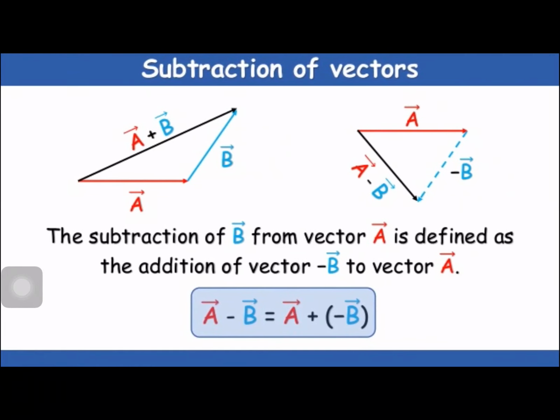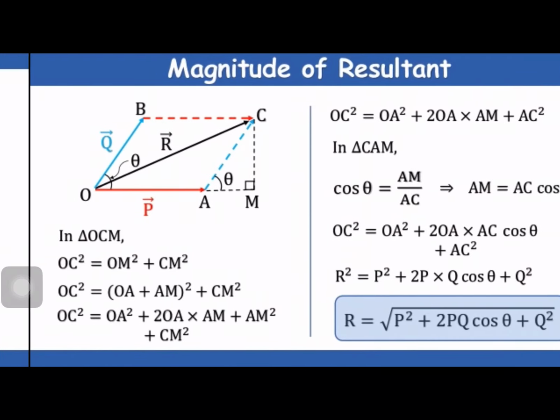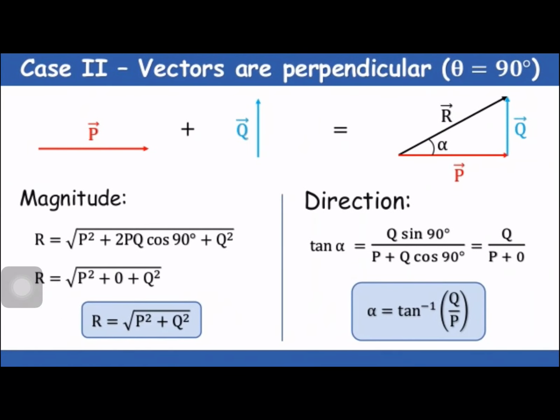Subtraction of vector. Subtraction of vector B from vector A is defined as the addition of vector minus B. I mean, A vector minus B vector is nothing but A vector added with the minus of B vector. Vector addition, we can see later in this part.